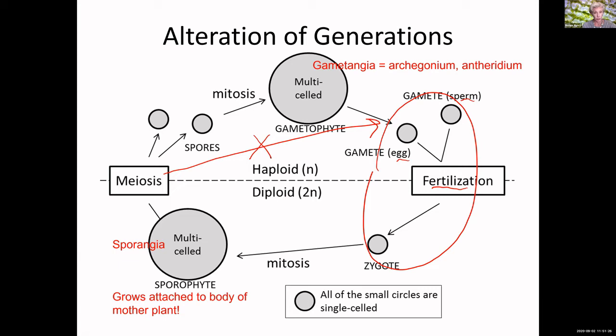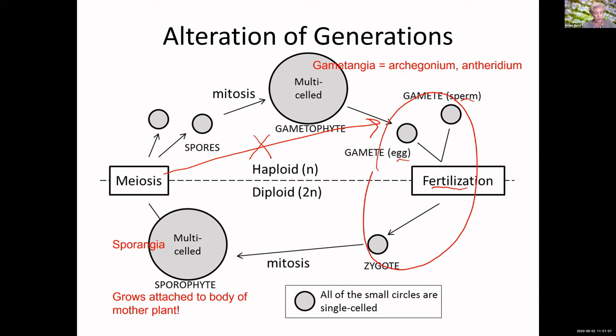So this alternation of generations means we could have the same species of plant, and it could have two completely different kinds of individuals that we might see in the environment that are both multi-celled, but they look completely different. And if we did a karyotype of them, if we looked at their genetic information, we could see that one of them is haploid and the other is diploid. Now that haploid multi-celled organism is going to be able to produce the gametes, eggs or sperm.